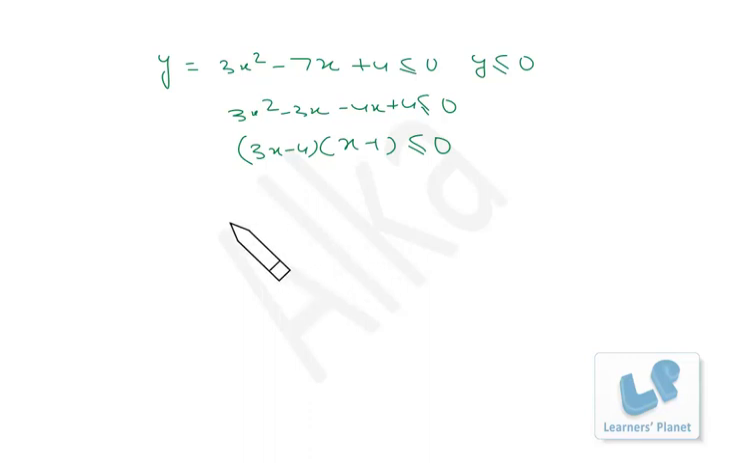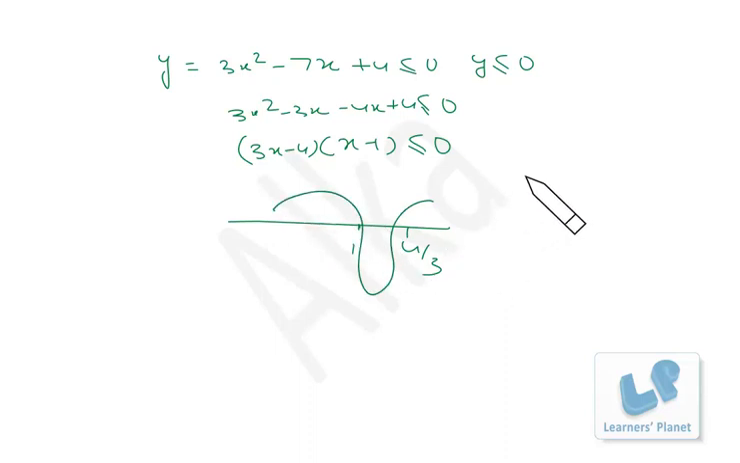So now it's 1 and it is 4 by 3. Just draw the curve. So between 1 and 4 by 3, both included, because we are looking for less than equal to 0. So at 1 and 4 by 3, y will be equal to 0, and between 1 and 4 by 3, y will be less than 0. Okay, so very simply we can solve it. I hope this thing is clear.